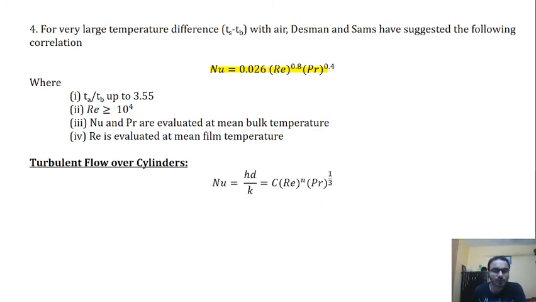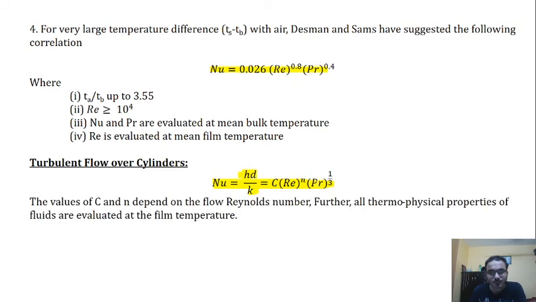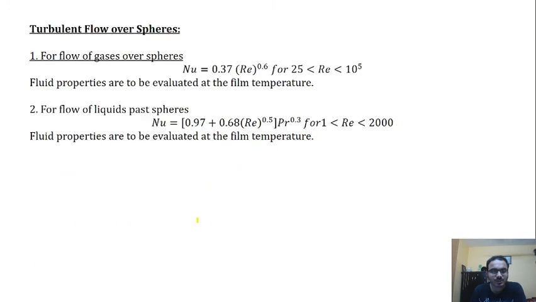Now the turbulent flow over cylinders, which is given by this formula, the values of C and n depend on the flow Reynolds number, and further all the thermophysical properties are evaluated at film temperature. The next is turbulent flow over spheres.